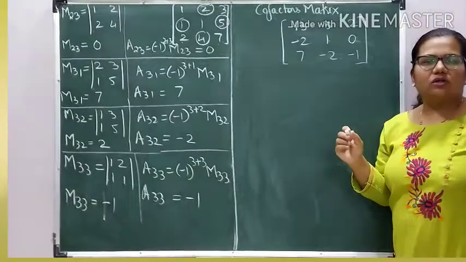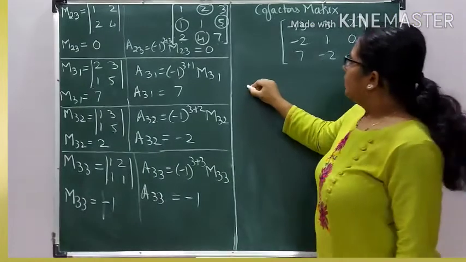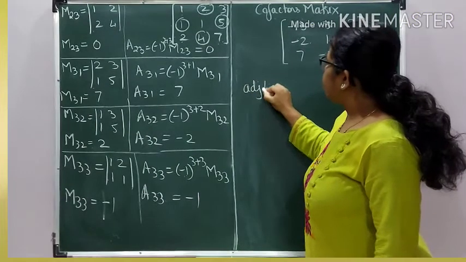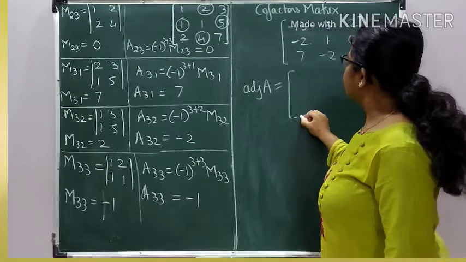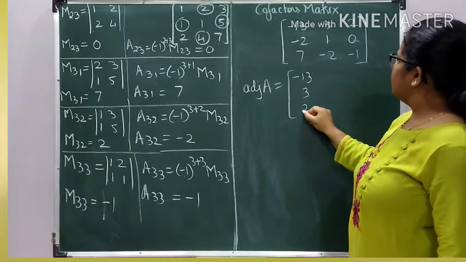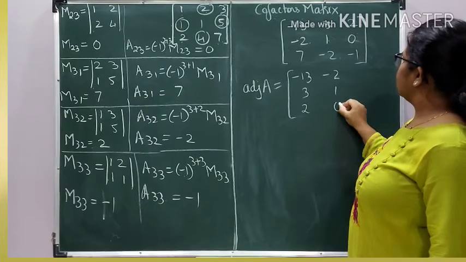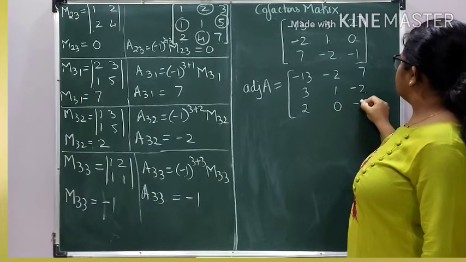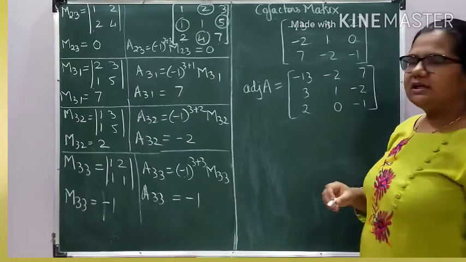So now we will write all these cofactors in the cofactor matrix form. I have written all the cofactors in the matrix form. What I told you, what is the adjoint of A? It is the transpose of this matrix. So this row will become a column: minus 13, 3, 2, minus 2, 1, 0, and 7, minus 2, minus 1. Yes, this is your adjoint.